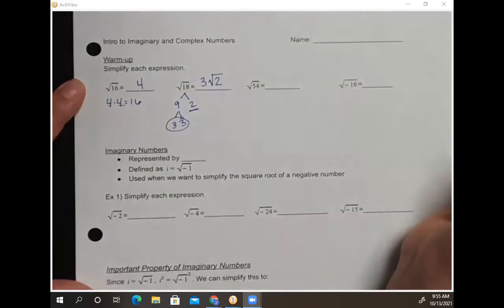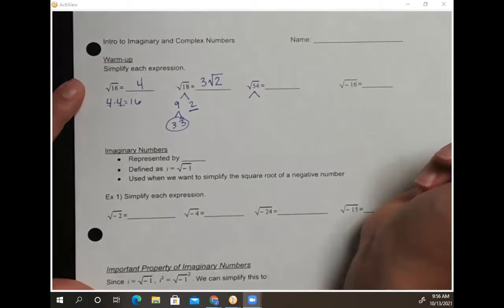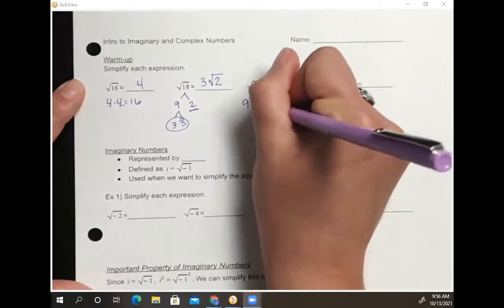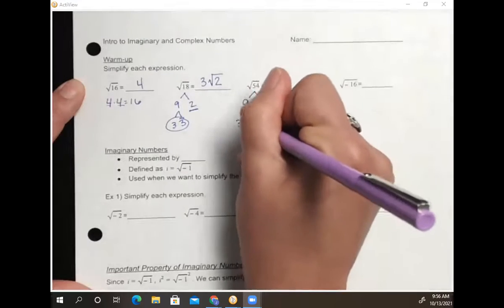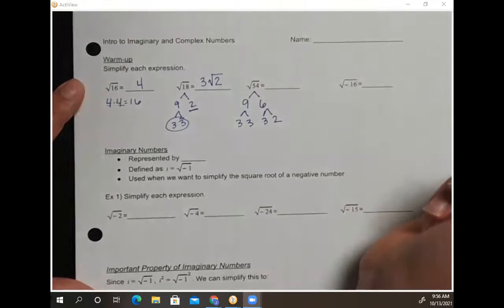How about 54? Does that have a nice square root? Not so much. So we can simplify it. You guys have seen this before. So what times what would give me 54? 9 and 6 would do it. And then we keep breaking these down. 9 is 3 times 3. 6 is 3 times 2. And I'm just looking for a pair.